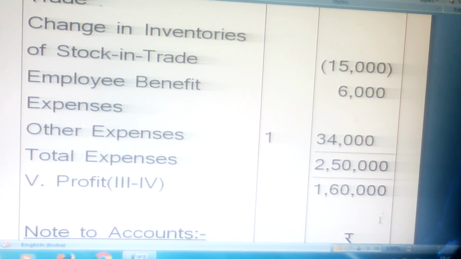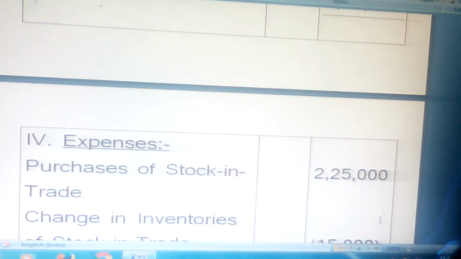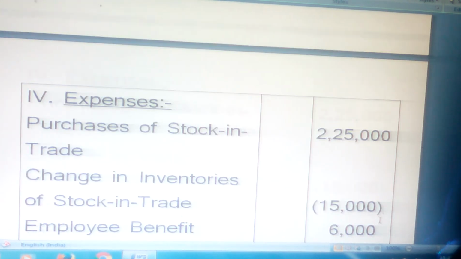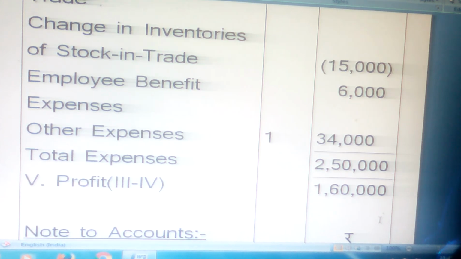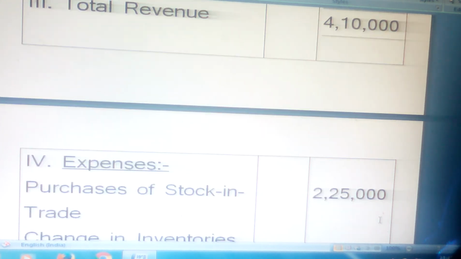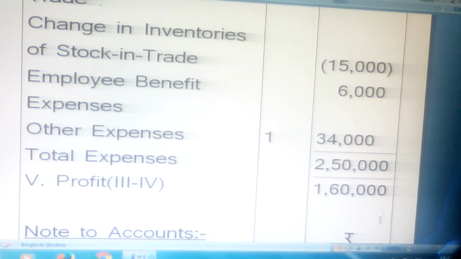Our total expenses are 2,50,000. We get our profit from the total revenue minus our expenses. So from the total revenue 4,10,000 minus our total expenses 2,50,000.